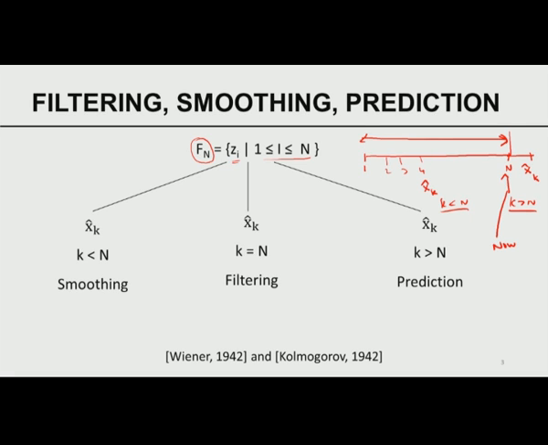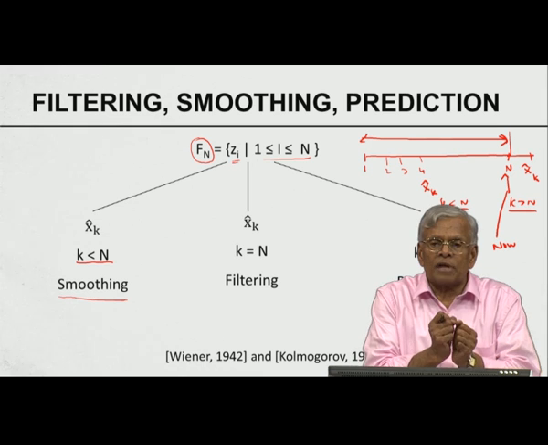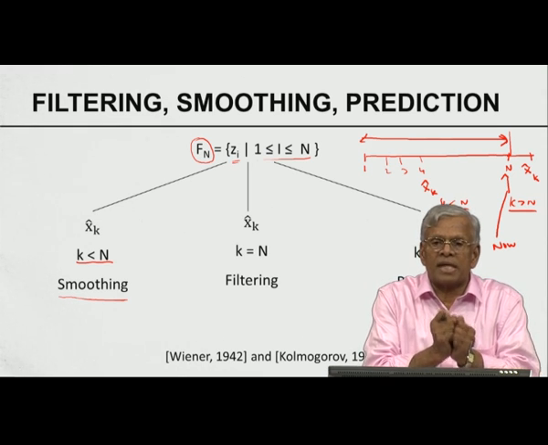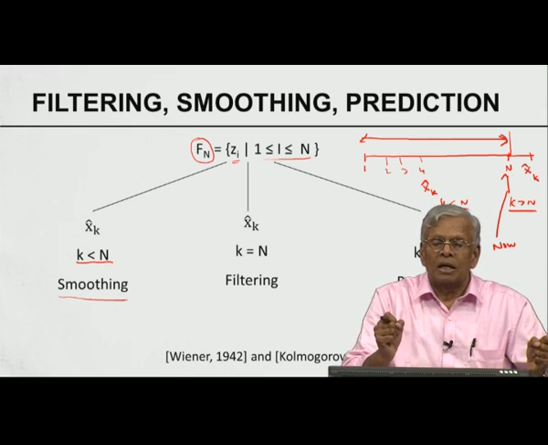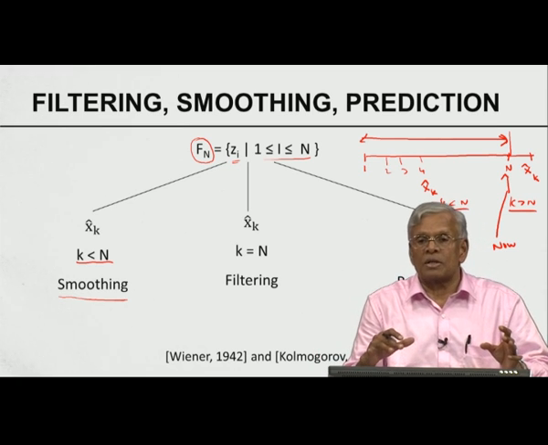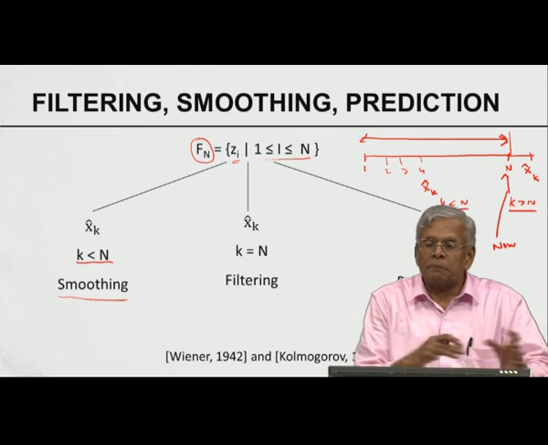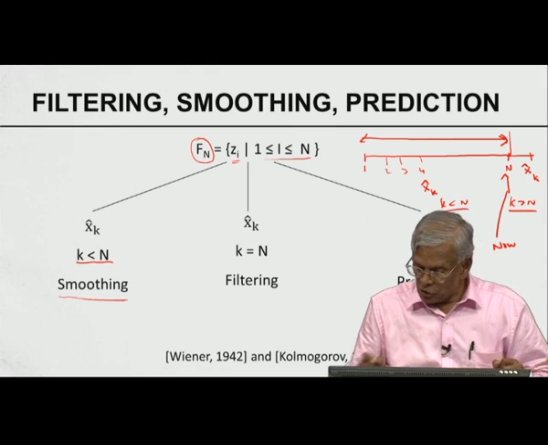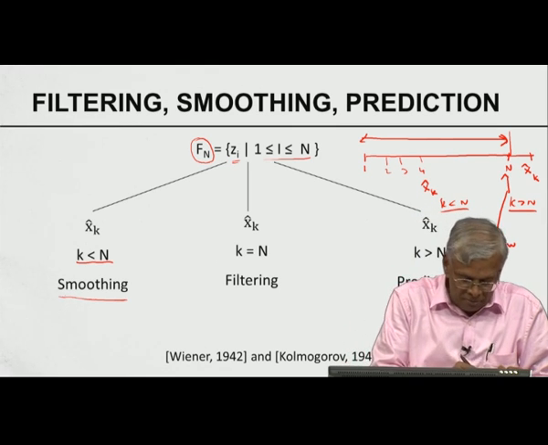Estimating a quantity in the past, when k is less than n, is called smoothing, because I have the benefit of the entire observation 1 to n. I am interested in trying to find an estimate at a time k in between 1 and n. I am allowed to exploit all the observations, and that problem is called the smoothing problem. So: prediction problem, smoothing problem.